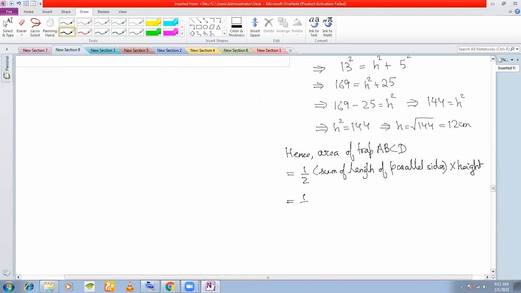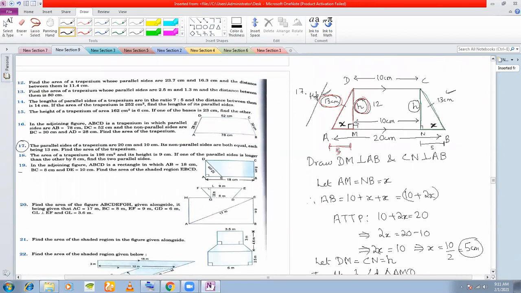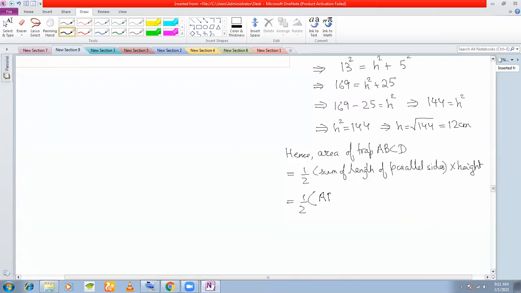And what are the lengths of the parallel sides? What are the parallel sides? If you see, the parallel sides are this length, the entire length AB, and this length DC. So we write half, AB plus DC. This is the sum of the lengths of the parallel sides into height.